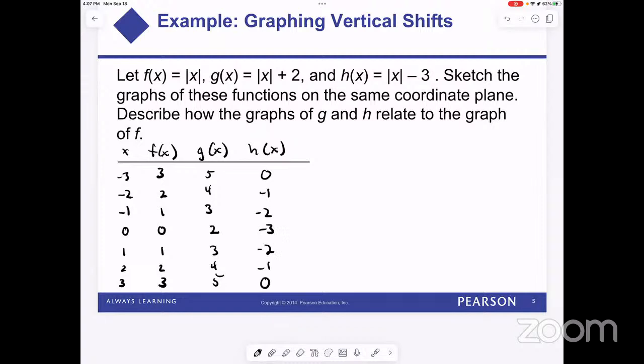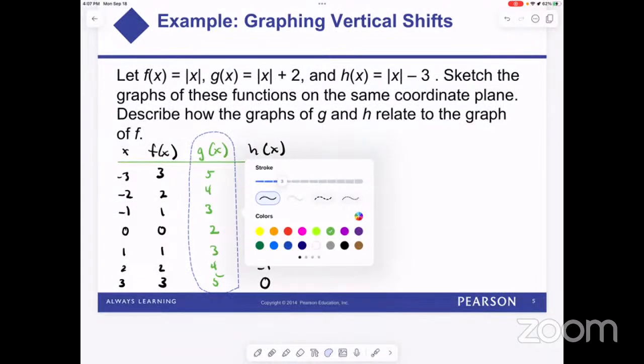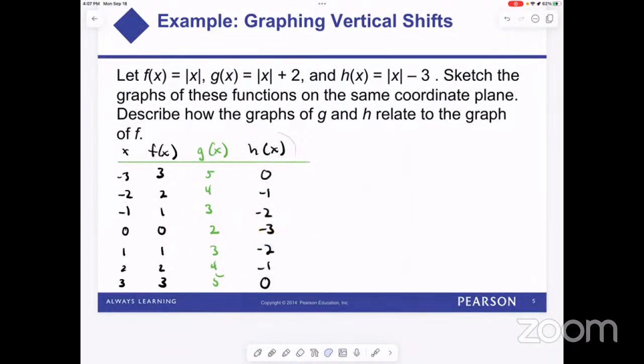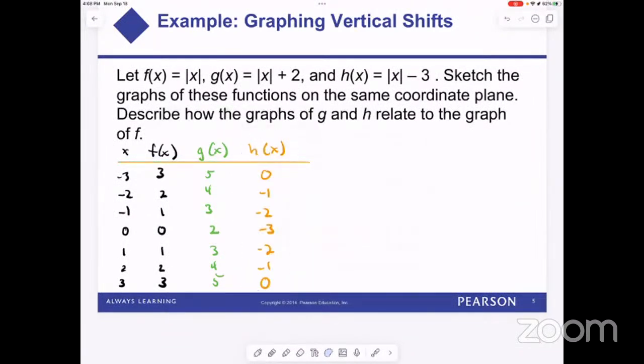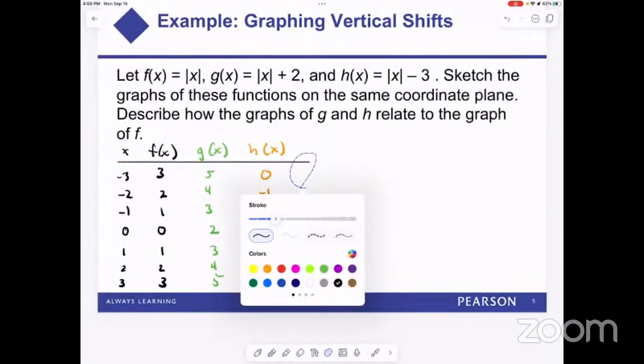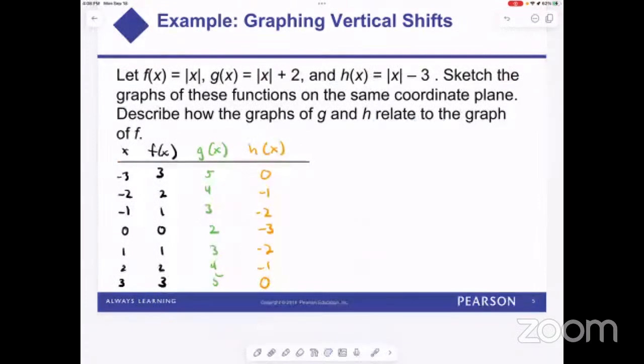All right. So when we get ready to graph, we want to do g of x in green. And we want to do h of x in orange. Like this. Okay. Let me shrink this down just a little bit.